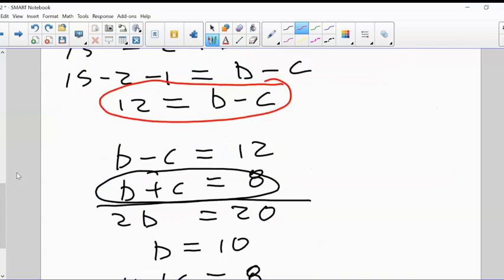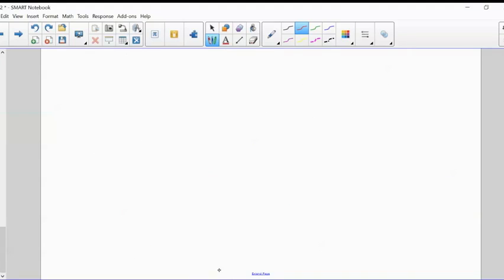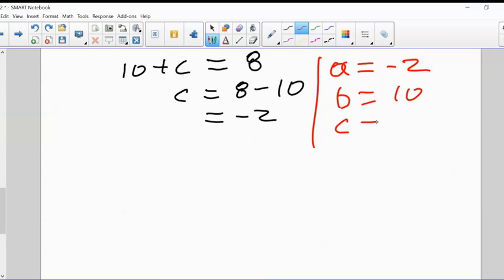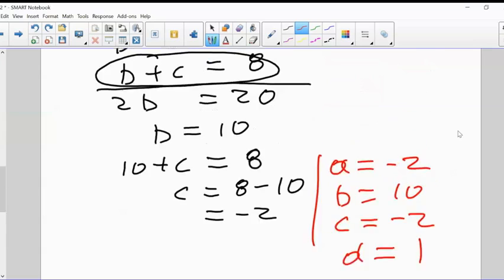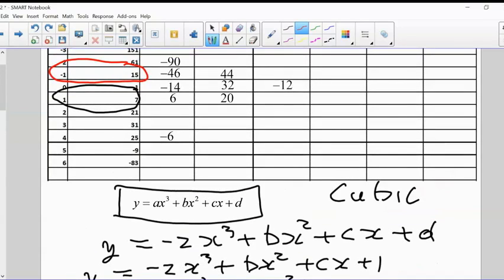Okay, good. So here's what we have. We have the A, the B, the C, and the D. We can write it all down now. My A was always minus 2. My B, we said, was 10. My C worked out to be minus 2. And my D, we said, was 1. Remember, we got the D, by the way, by just looking at the table of values. 0 gives us 1 right there. So that's why my D is 1.